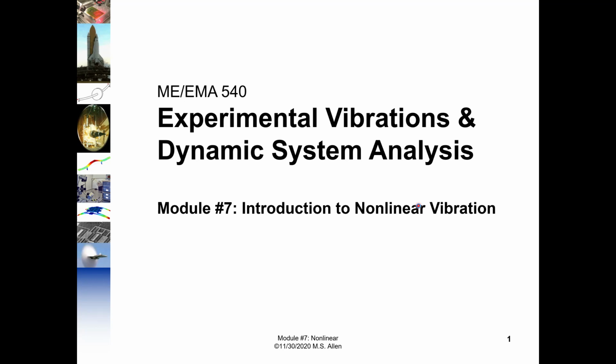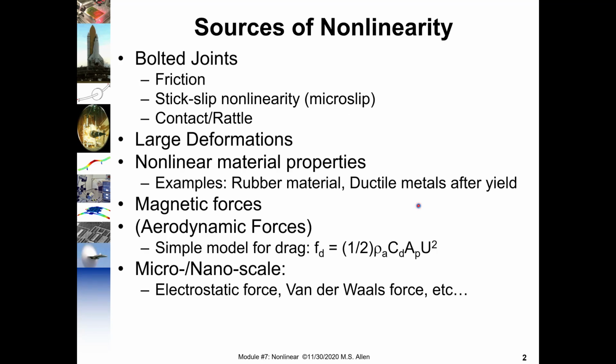So first of all, we'll need to talk a little about nonlinearities and the effect they can have. Nonlinearities can come from lots of different sources. One of the most common is bolted joints, friction between the parts. When you bolt two things together, you think of them as being stuck together, but there's actually a finite friction force. And as the structure vibrates, it can exceed that friction force, and you get stick-slip at the joints.